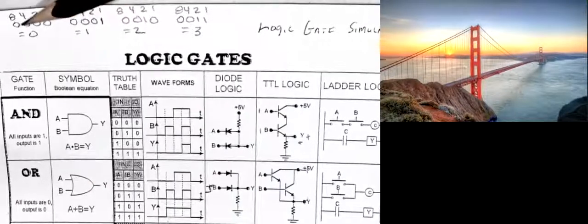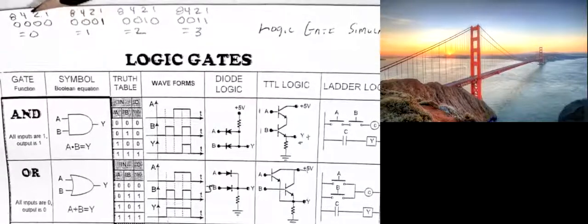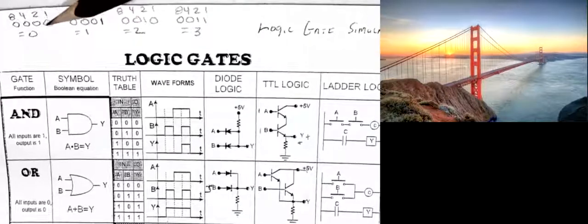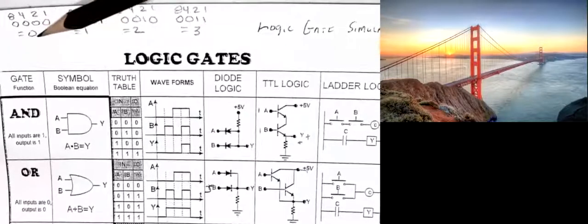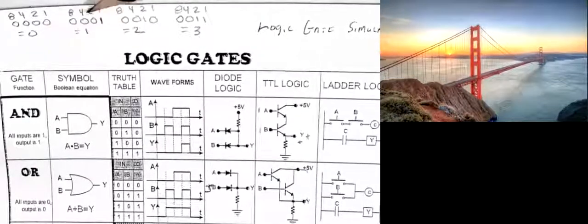If you recall, when we have a binary number of 0000, we can convert that by adding any of these together that are actually high. In this case, none of the binary numbers are high or 1, and so we can't add any of those together. So this binary number represents 0.